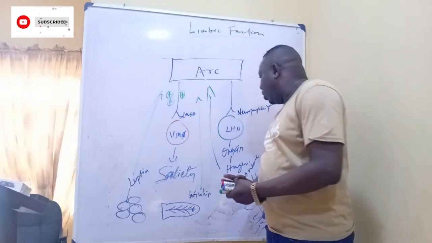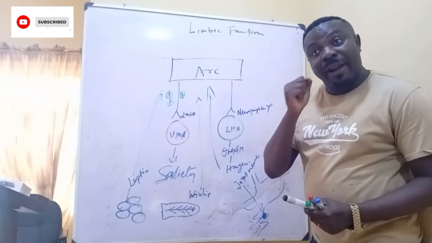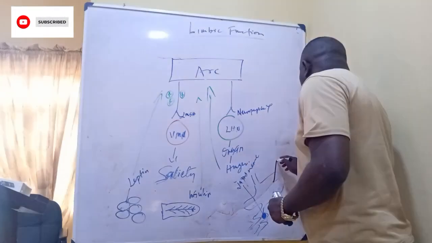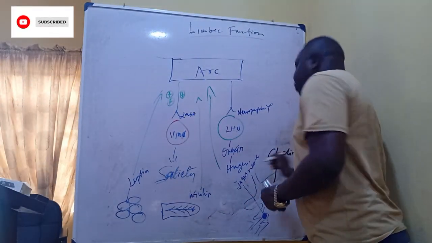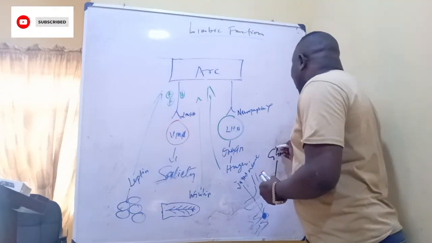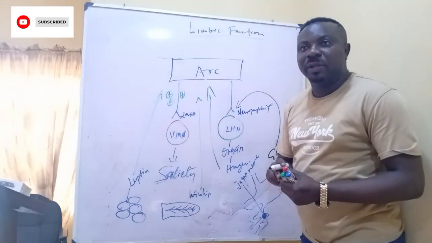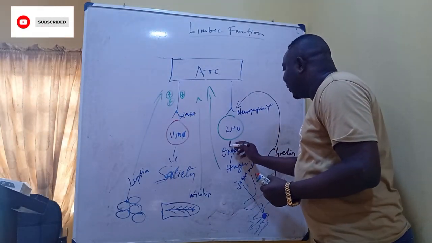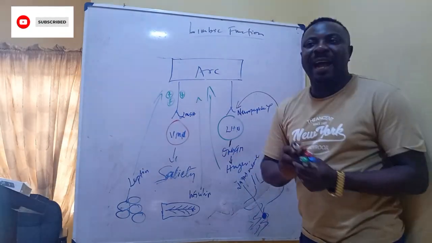Another thing is that when you are very, very hungry, for instance if you are fasting, your stomach will release what we call ghrelin. Ghrelin will go to the hypothalamus and stimulate the lateral hypothalamic nucleus to release orexin. And orexin brings about hunger.